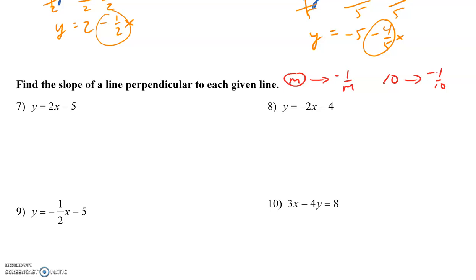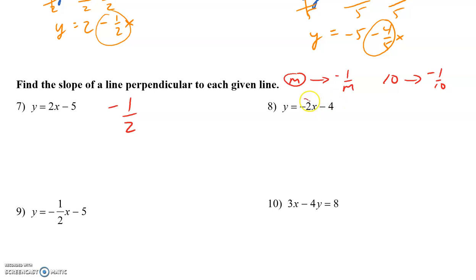Okay, so if we go to these questions over here, we got y is equal to 2x plus 5. A parallel slope would be 2. That's no big deal. But the perpendicular slope would be the reciprocal, or 1 over 2, and then make it negative. Okay, so same thing for number 8 over here.